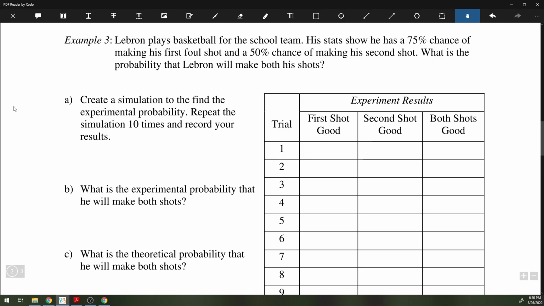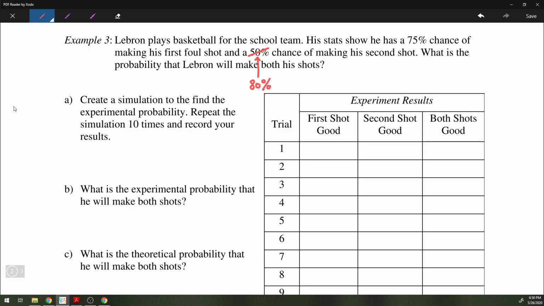Oh, yes, this is the experimental probability question. It says here, LeBron plays basketball for the school team. His stats show he has a 75% chance of making his first foul shot and a 50% chance of making a second shot. We're going to change the second number here to something more reasonable, because statistics show that basketball players tend to shoot better on the second free throw. I'm going to change this to 80%, which is fairly good, a number that makes more sense. What is the probability that LeBron will make both of his shots?